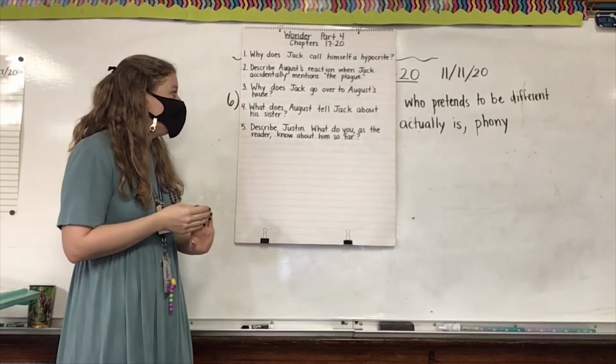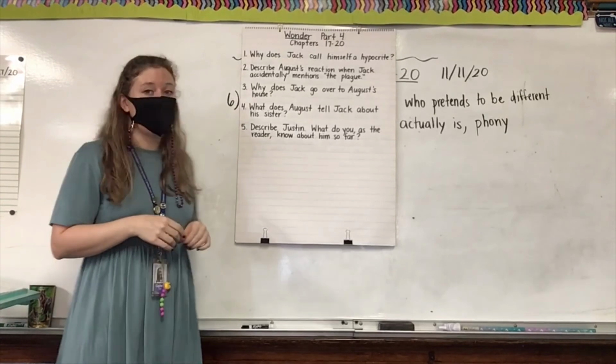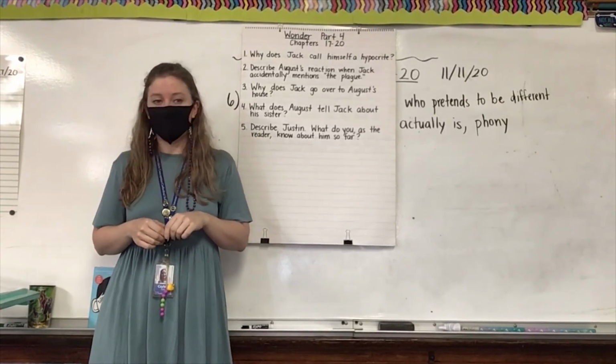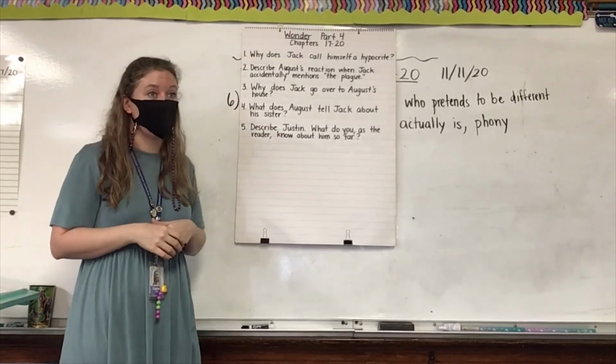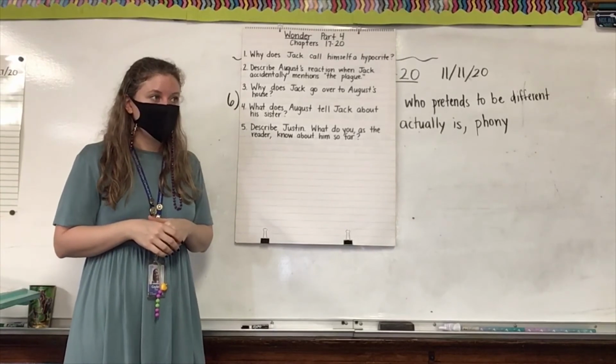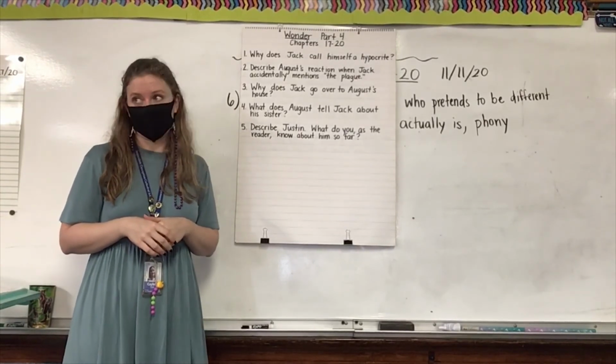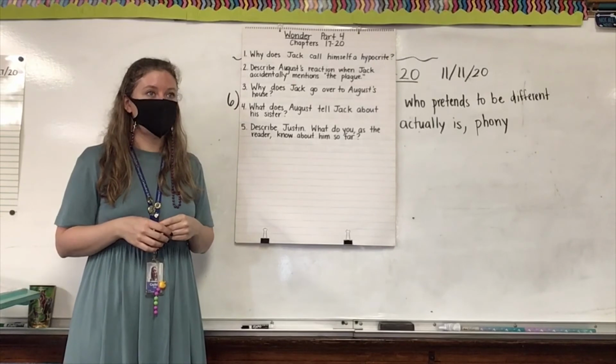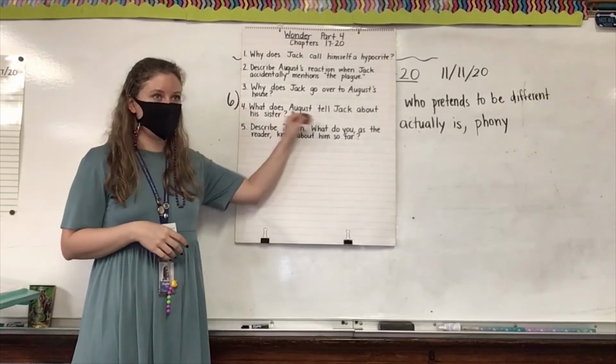Number 4, what does August tell Jack about his sister? So August tells Jack something about Via. What is that? How does Jack react? How does Jack already know that this had happened?